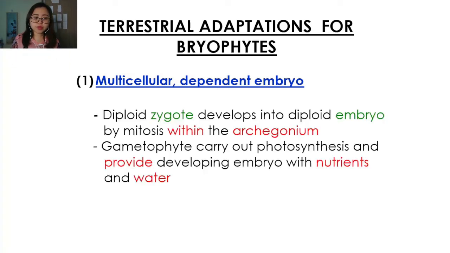The embryo, which forms after sexual fertilization, the diploid zygote will develop into a diploid embryo by mitosis within the archegonium. So, selepas persenyawaan, sexual reproduction, dalam archegonium, dia sudah jadi diploid kan? Dia akan develop jadi embryo. And then the gametophyte will carry out photosynthesis and provide the developing embryo with nutrients and water. Okay, tempat di mana dia masih terlindung di dalam archegonium tu, archegonium dan the whole gametophyte yang akan bekalkan dia dengan nutrisi. So the embryo doesn't have to do that much work.